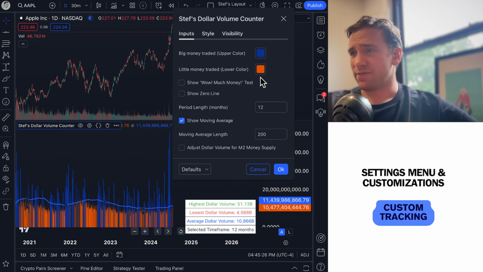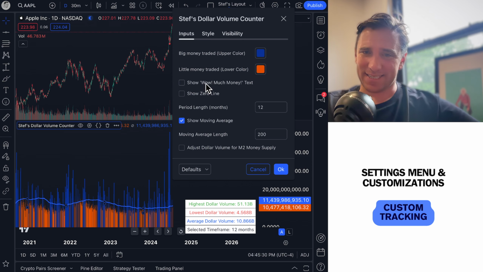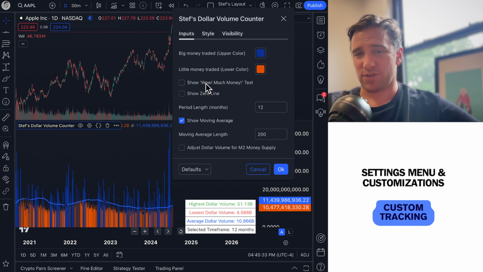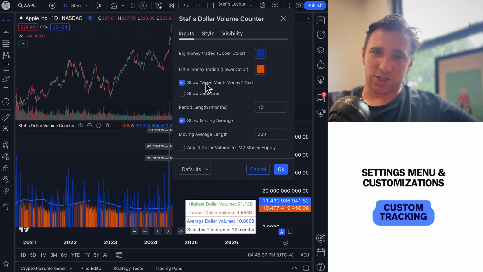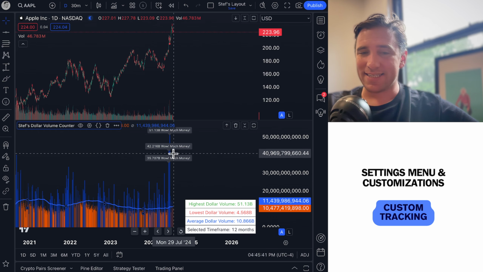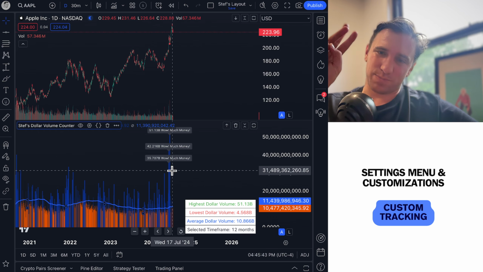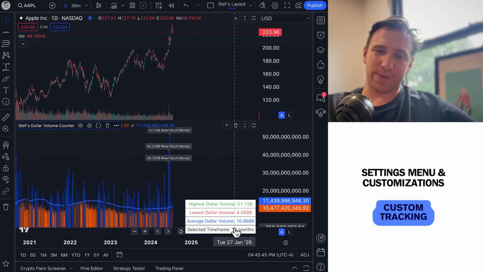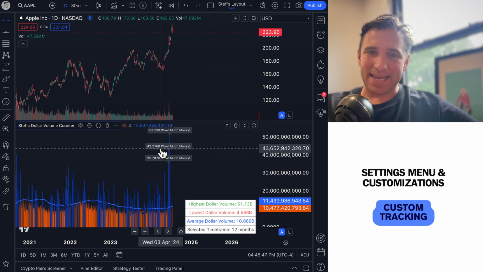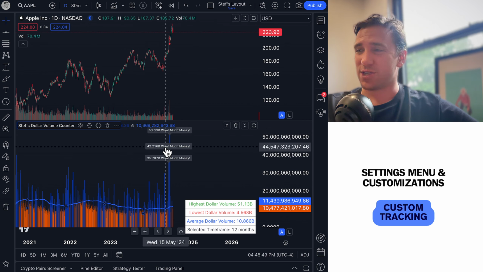Also, in the spirit of Doge, I've got a show, wow, much money text. That's a Doge reference for those of you who don't know. But I want to give you background into this because this show wow much money text, when you have this selected, is going to instantly identify the 3 highest points on your visible chart based on these last 12 months, and then tell you the amount and remind you of our classic Doge friend, wow, much money.